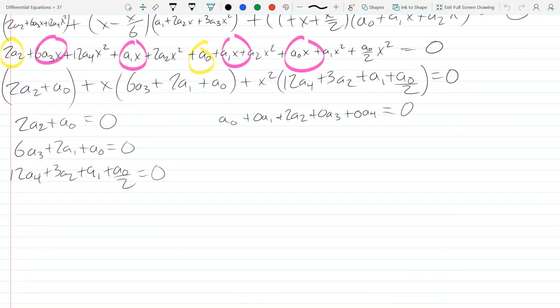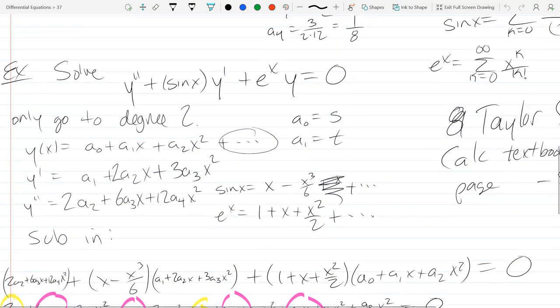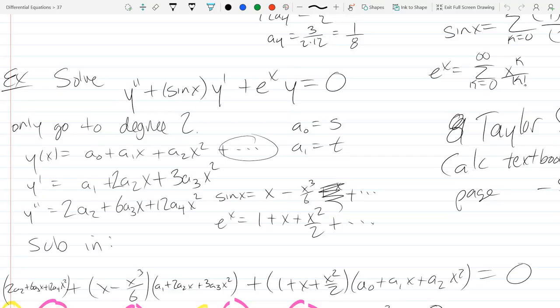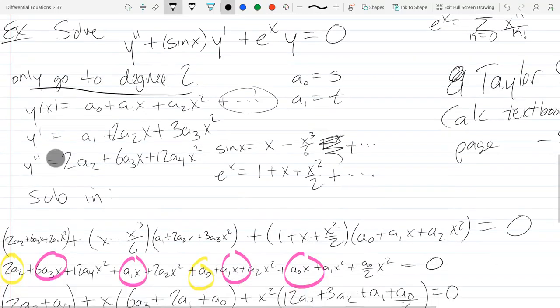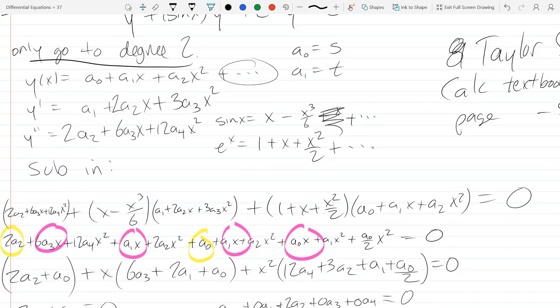So we're going to finish the, well, we're supposed to go to degree two. So we're going to finish up through degree two. So A0 and A1 were given as basically leave them undetermined. So we're going to use S and T for those two right there.